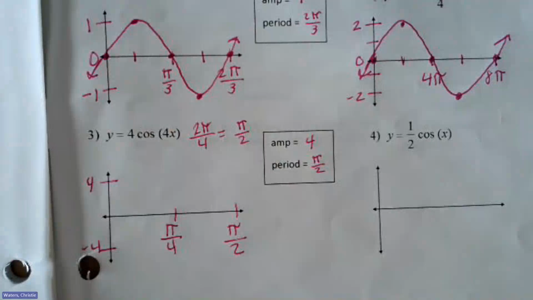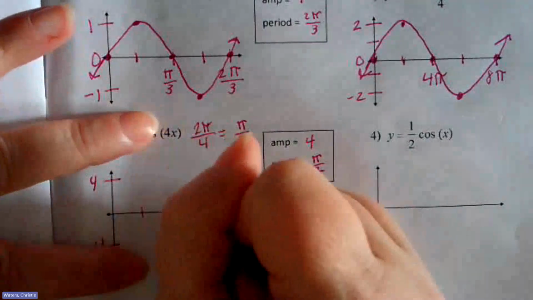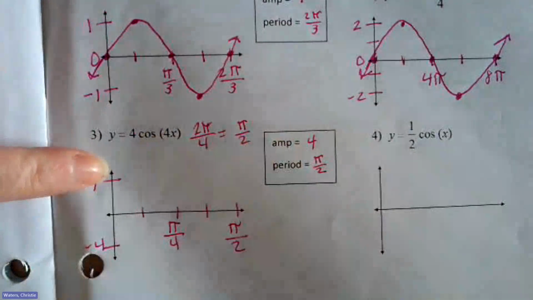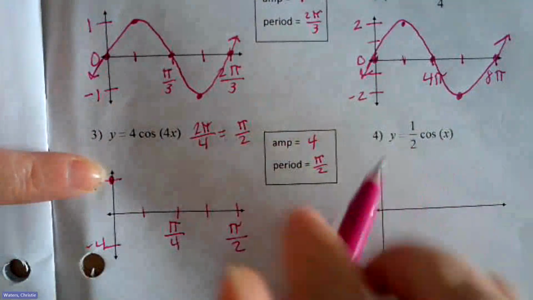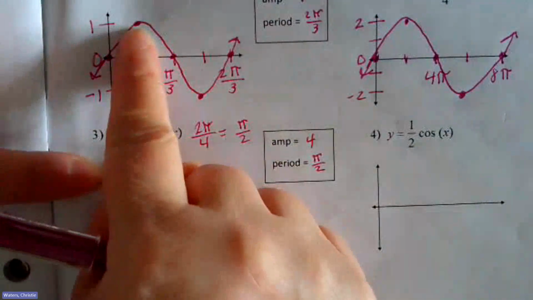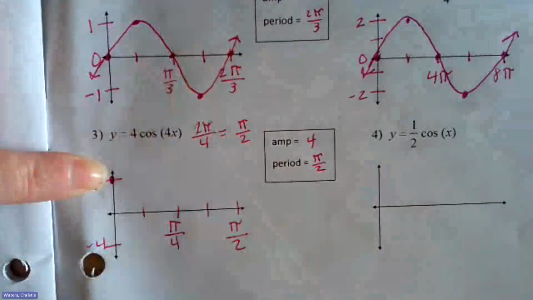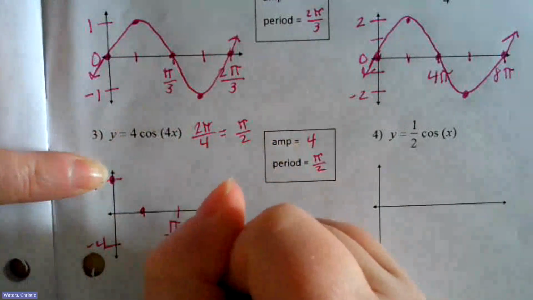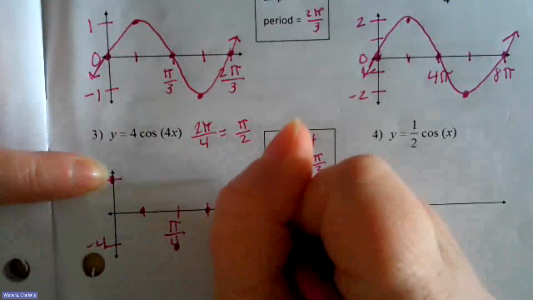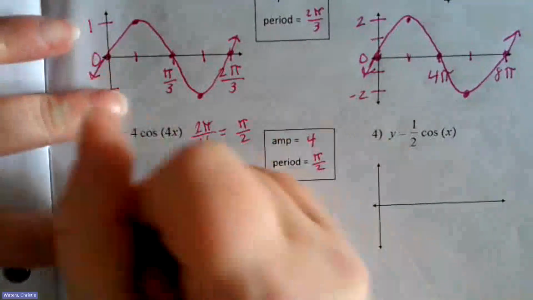Now this is a cosine graph, so the cosine graph starts at the maximum. So I'm going to start here. After that, I follow the same pattern as sine. So I come down and then back up. I'm going to go through 0, then down to my minimum, back up to 0, and back up to my maximum.